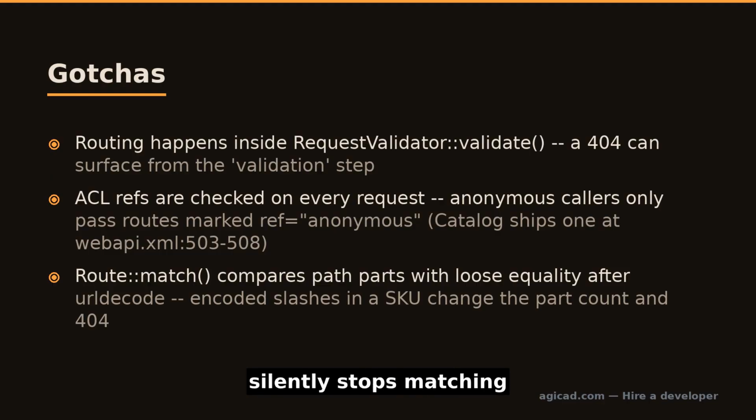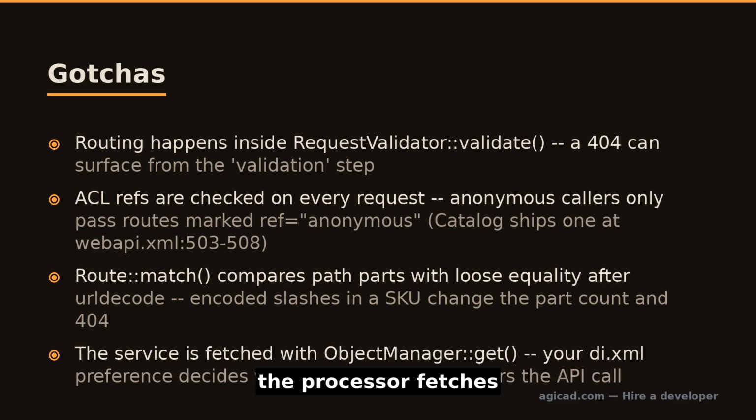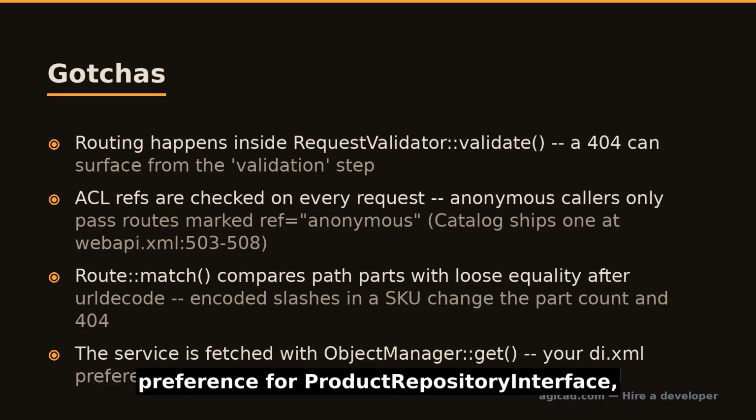And because the processor fetches the service with object manager get, your DI preference decides which concrete class answers the API call. Swap the preference for ProductRepositoryInterface, and your class is now your store's REST API, for better or worse.